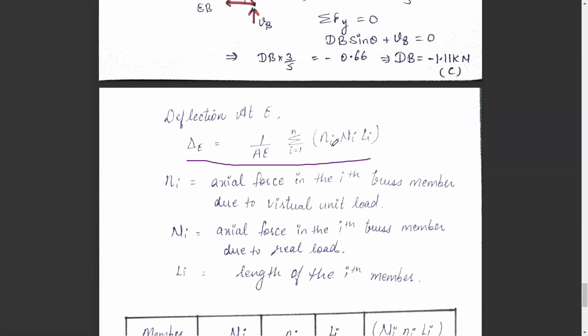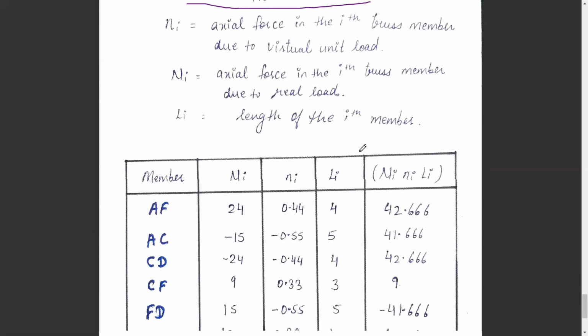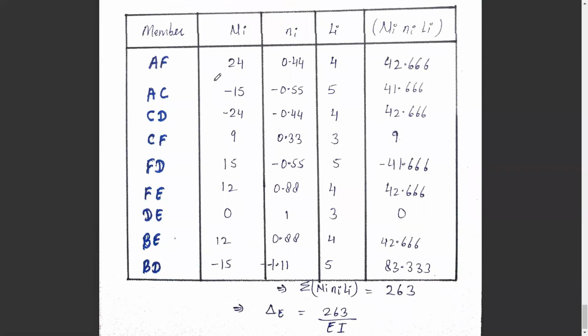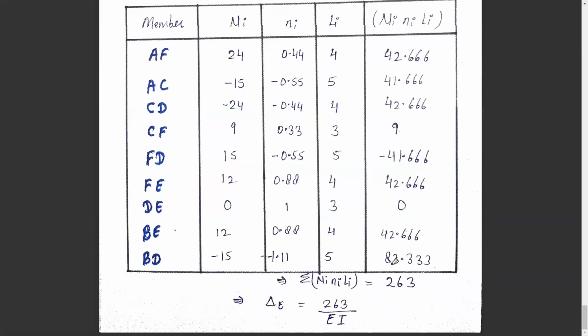Here small ni indicates the force in the truss member in the virtual system, capital Ni indicates the actual force in the truss member in the real system, and Li indicates the length of that particular truss member. For simplicity of calculation, we have tabulated all the calculations, multiplied Ni, small ni, and Li, and by summing up, we would get the vertical deflection at joint E.